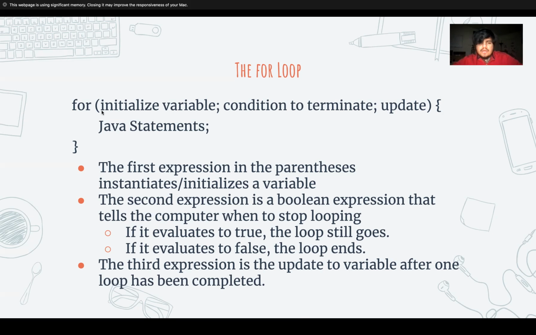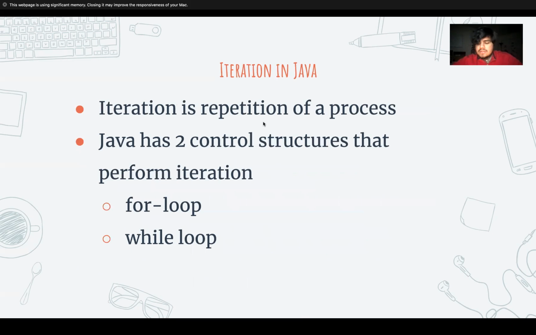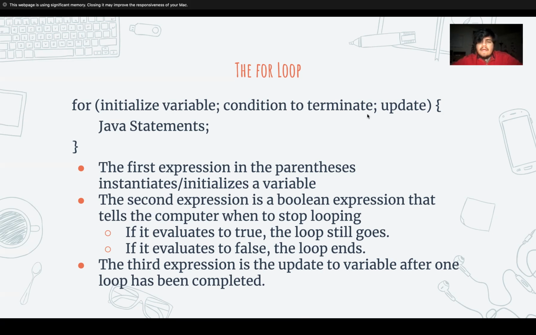Actually, let me make sure. So you initialize a loop control variable, right? And then as long as that evaluates to true within this Boolean expression, this for loop is going to continue executing, right? And then after every single iteration, it's going to go update the value, and then it goes back to the condition to terminate. And as long as this is true, it's going to continue executing the Java statements, updating, and then coming back to the condition to terminate. And eventually it should return false, assuming that we're very good with our algorithmic thinking.